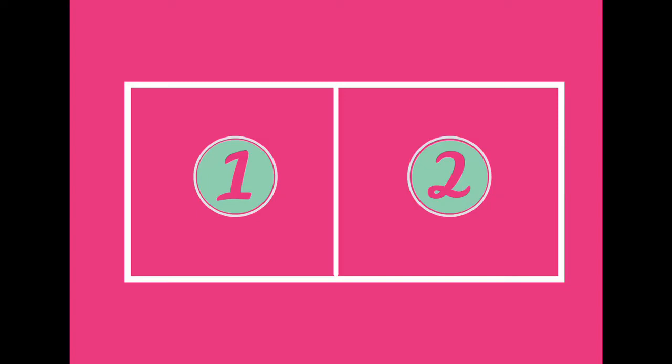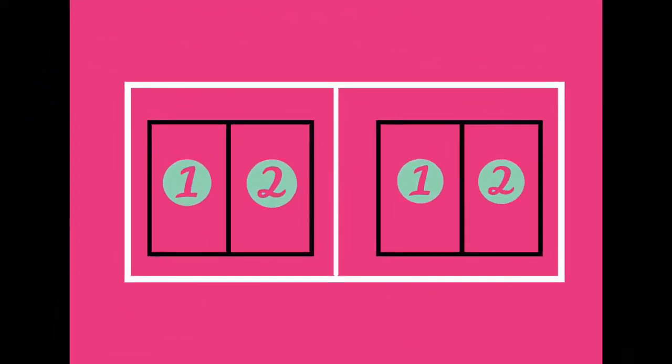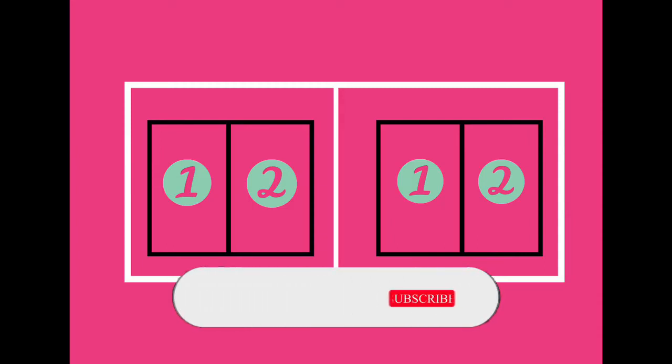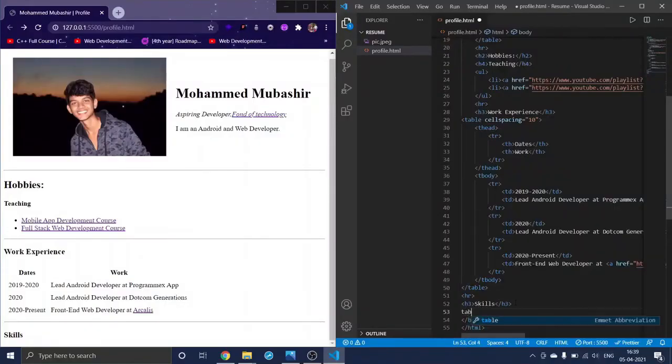So for the skills we will be making a table, and for the rating and the skill name we will be making another table which looks something like this. So we have a first table which is this white color one, and in that we'll be using nested tables in which we will have our skill name and the star rating. Okay, so on the left side we'll be giving 3 skills, and on the right side we'll be giving 3 skills.